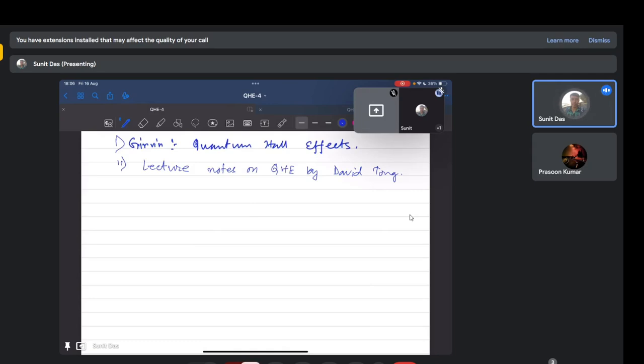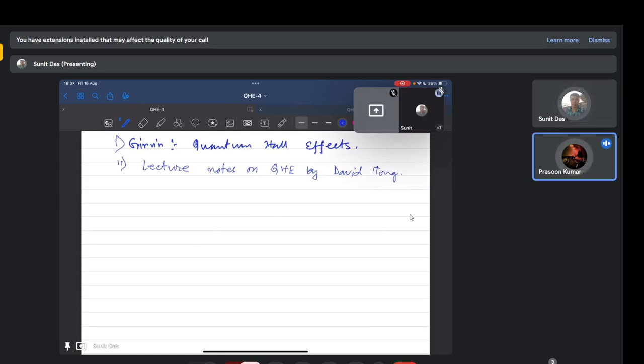Yeah, but most of the assignments can be solved with a combination of the lecture notes on quantum Hall effect by David Tong and the NPTEL lectures, and sometimes we need to go back to the basic solid state physics book, maybe Ashcroft Mermin or Ibach.